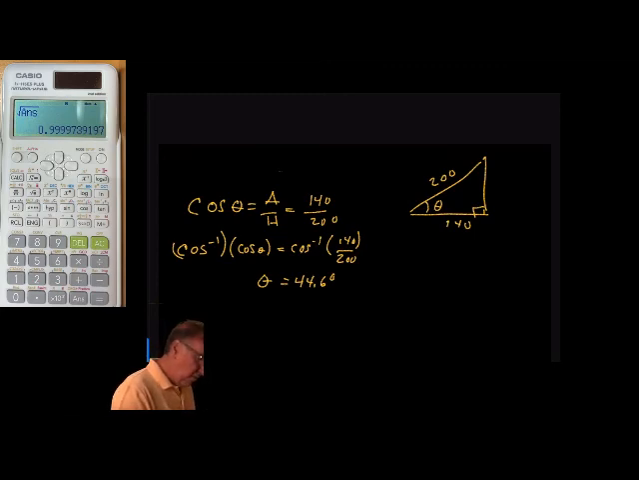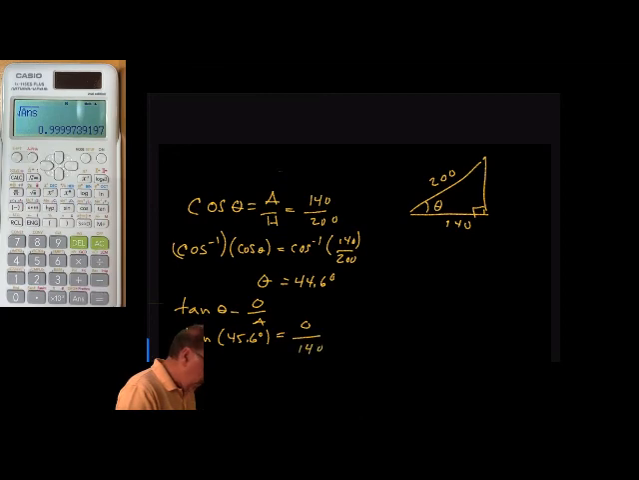Now we'll solve for the opposite side of this triangle. So we can use the tangent for that. So the tangent of theta equals opposite over adjacent. So the tangent of 45.6 degrees, from what we determined before, equals the opposite over 140, which then the opposite equals 142.